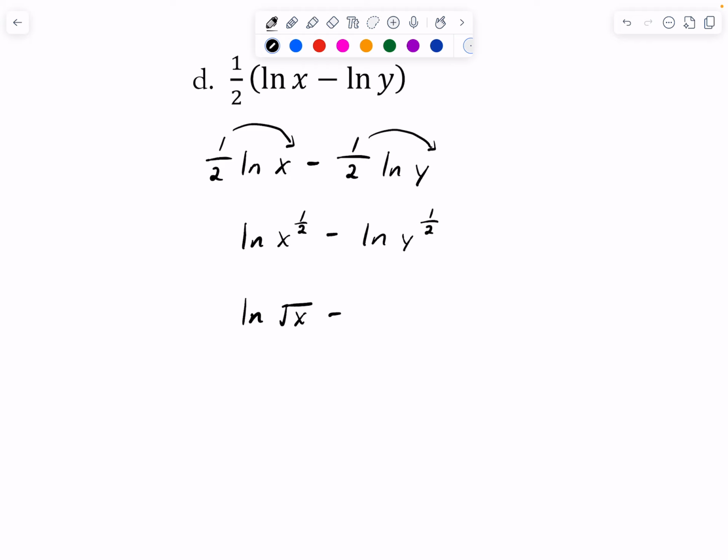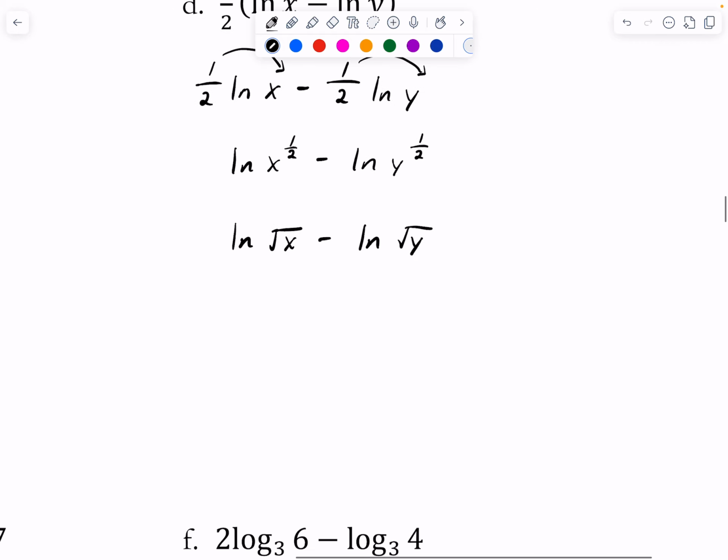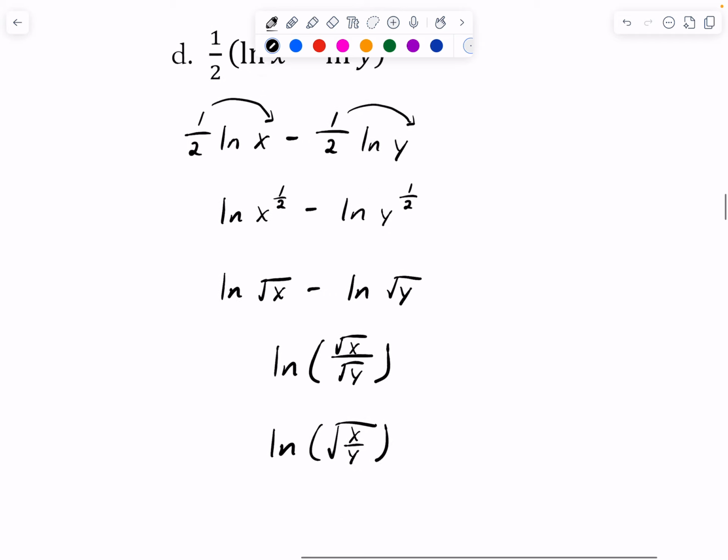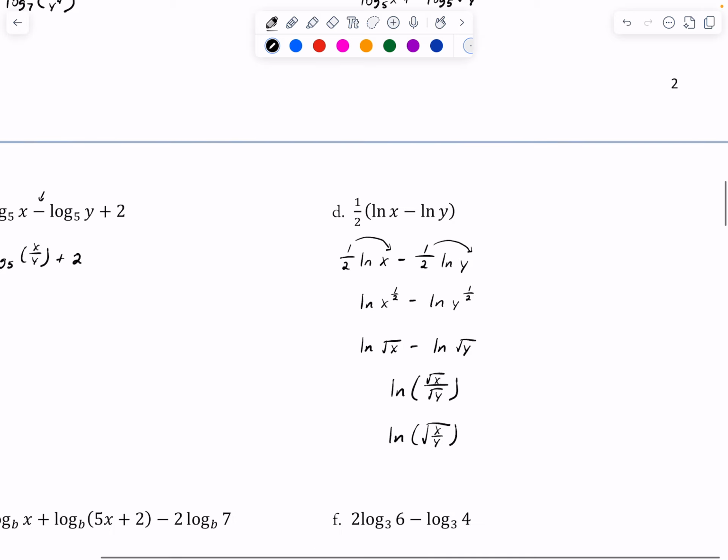So I have the natural log of the square root of x minus the natural log, excuse me, of the square root of y. Now I can write them as one log, where my fraction is the square root of x over the square root of y. And if you wanted to go even farther, you could actually write them as one radical of x over y. All right, so that's it for part D.